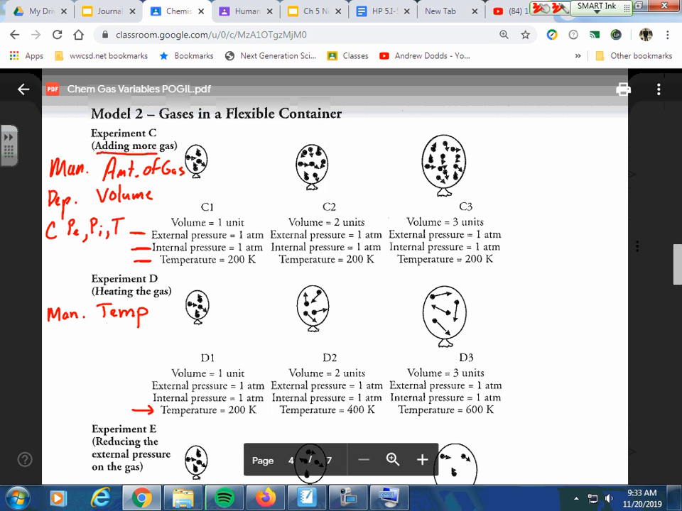What else is changing? Okay, amount of particles, if I look at that first, that's not changing. Volume is changing. Okay, if temperature is our manipulated variable, then our dependent has to be what? Volume. And our controlled should be all the other ones. So amount of gas, pressure external, pressure internal. I'm going to talk more about the pressures in flexible containers tomorrow, because it's kind of a tricky concept.